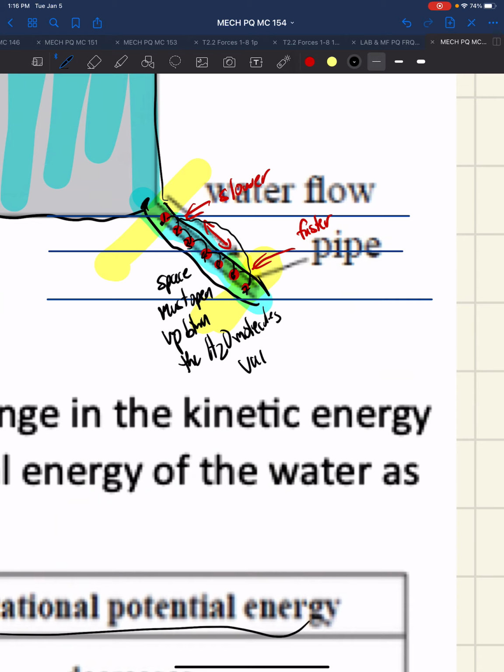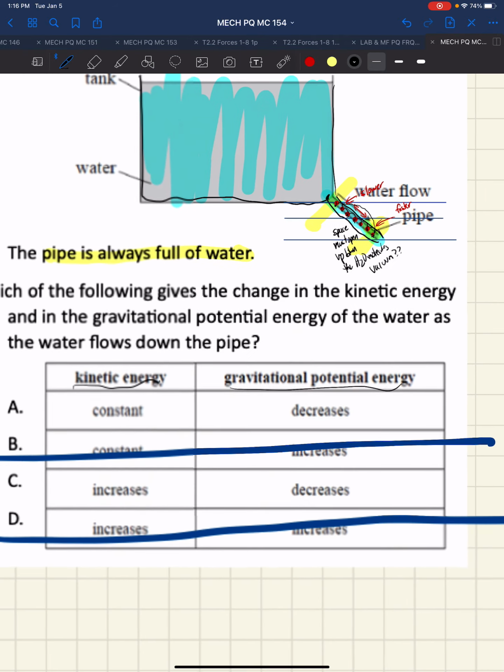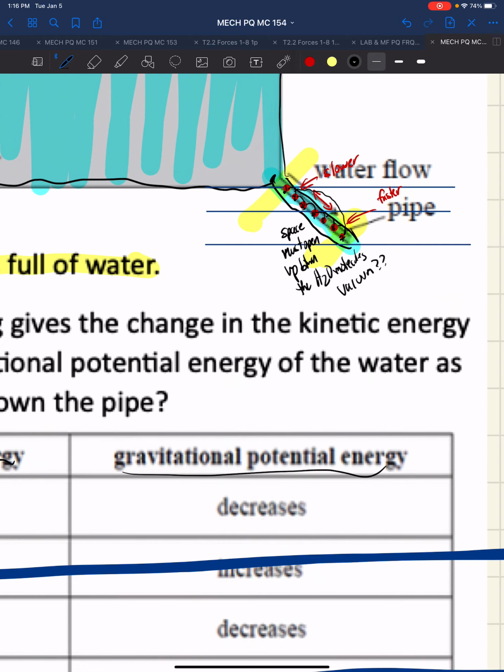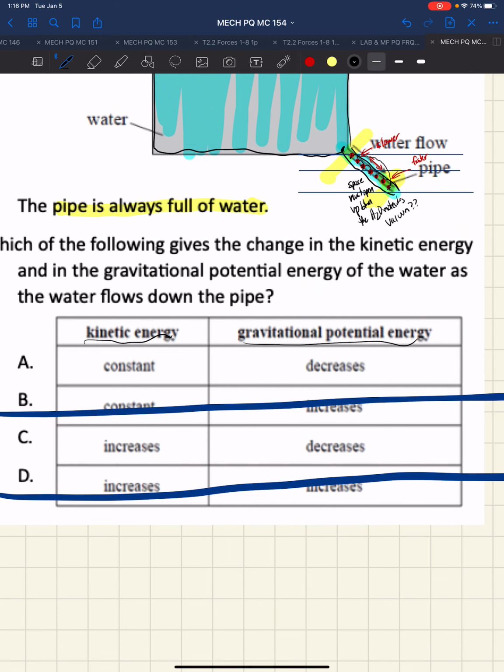It would be like creating a vacuum of sorts. And we are told that the pipe is always full of water. So what that must mean then is for this to happen is that the velocity must stay constant. And if the velocity is constant, that means that the kinetic energy will stay constant. It's a non-intuitive situation, and that's because the water must stay in contact with each other as it's going through the tube to be filled up. So that's why it is choice A.